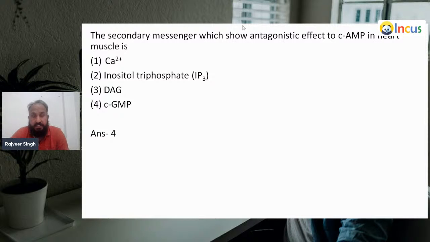The secondary messenger which shows antagonistic effect of cyclic AMP in heart muscles is what? Calcium plus 2, inositol triphosphate IP3, DAG diacylglycerol, cyclic GMP. So what will be the answer? The answer will be the fourth.